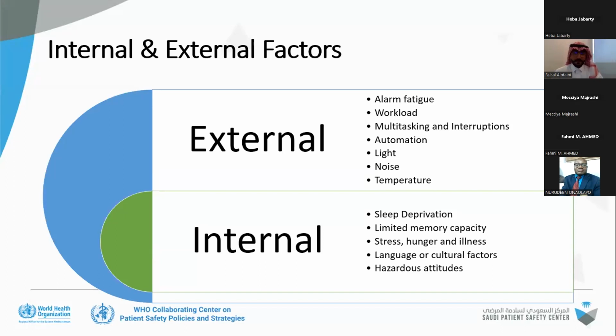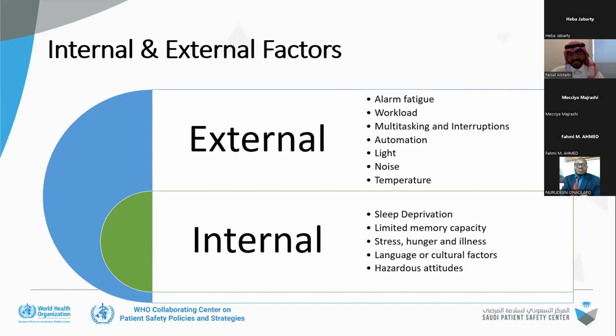Speaking about the internal factors that might affect your performance, there is sleep deprivation and limited memory capacity. We always ask healthcare providers to follow checklists and avoid reliance on memory, because memory capacity differs from one healthcare provider to another. So one of the internal factors is your memory capacity. If you have a limited memory capacity, that might affect your ability to follow the right procedure. You might miss important steps, such as double checking the right patient or the right medication for the patient, and you might make a mistake that results in patient harm.